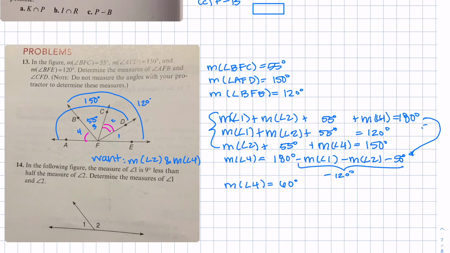So let's see. We've used this equation, which was what we started with, and then we plugged in this equation. So now let's go ahead and look at this third equation to tell us about the measure of angle 2. It says that the measure of angle 2 plus 55 degrees plus the measure of angle 4, which we know is 60 degrees, is equal to 150 degrees. So now we can just go ahead and solve for the measure of angle 2.